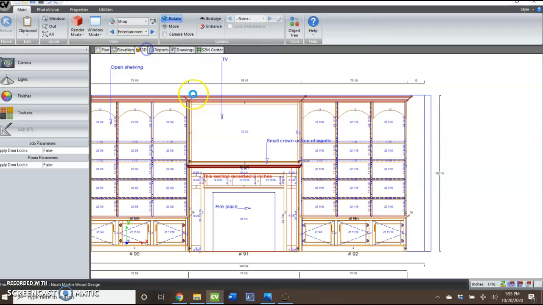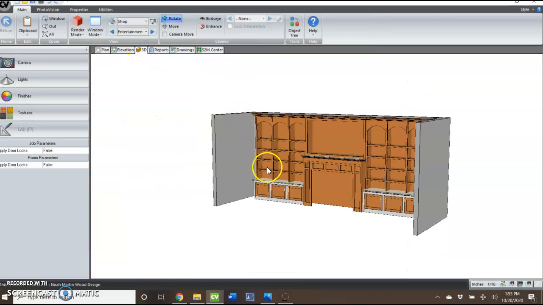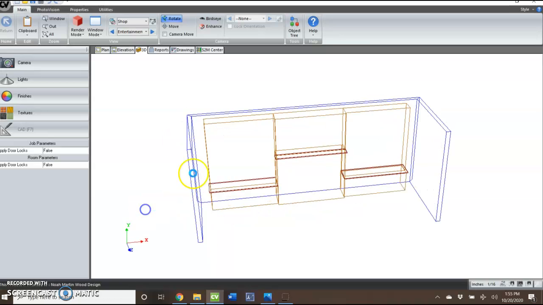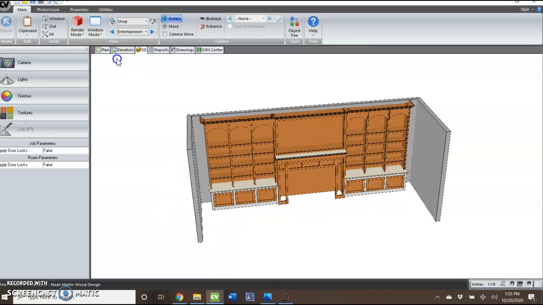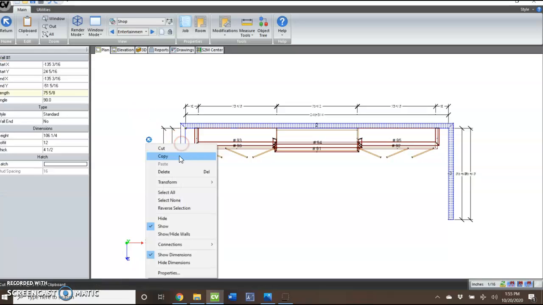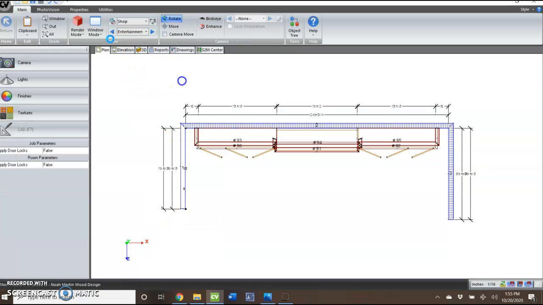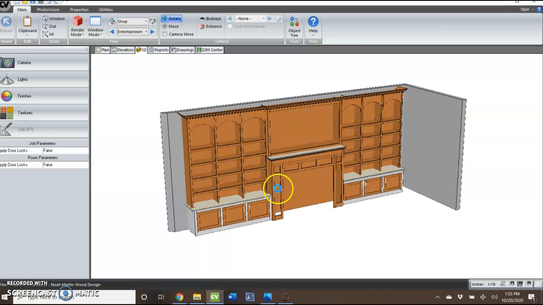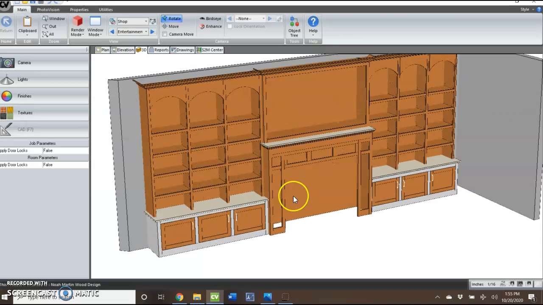Well, we can look at it in 3D so we can see the space of it, and so we can look at it a little bit closer. I'm going to hide this wall. So here's our fireplace area.